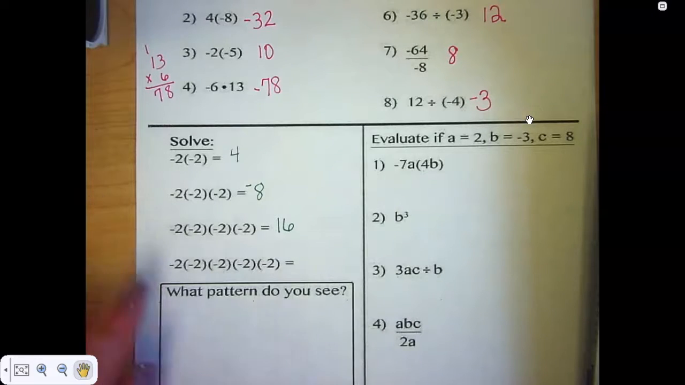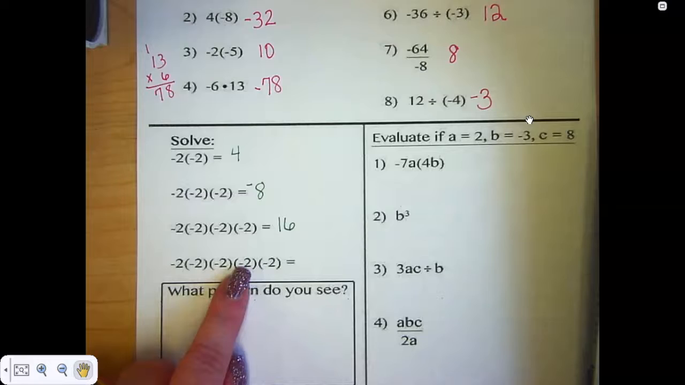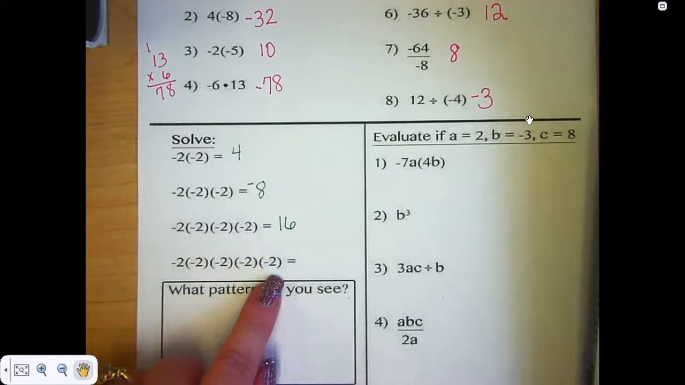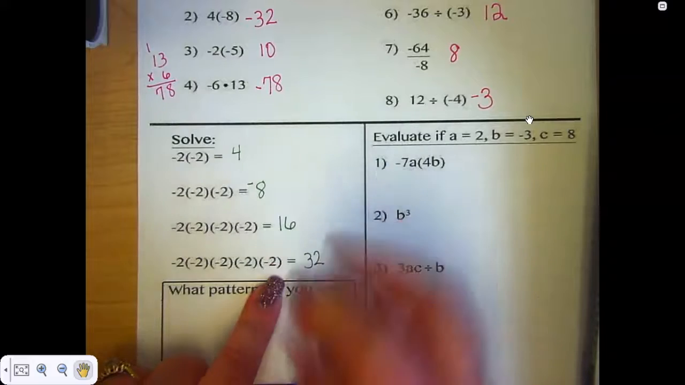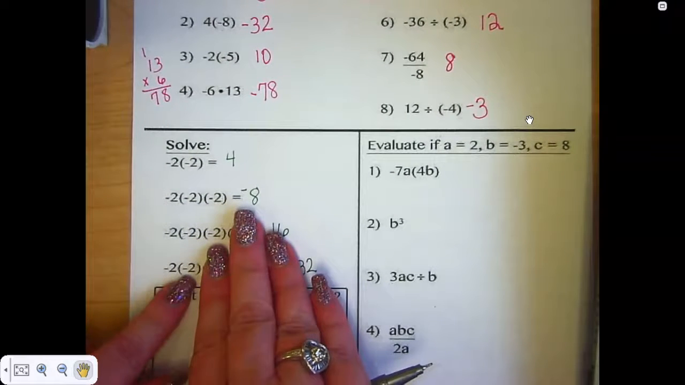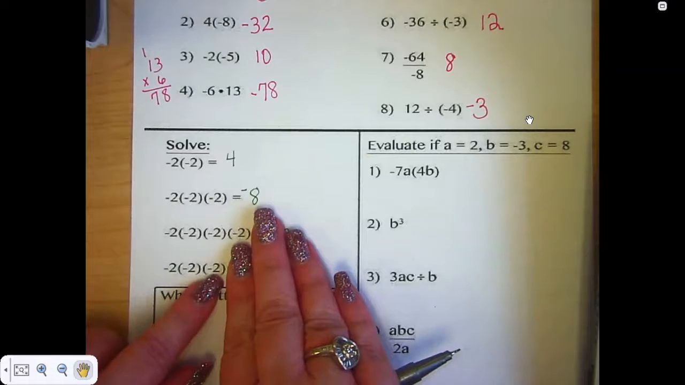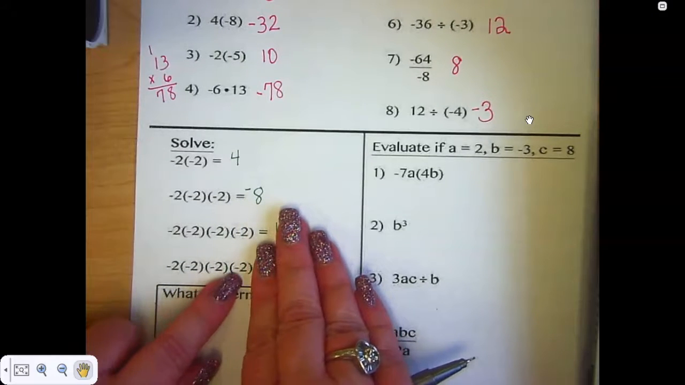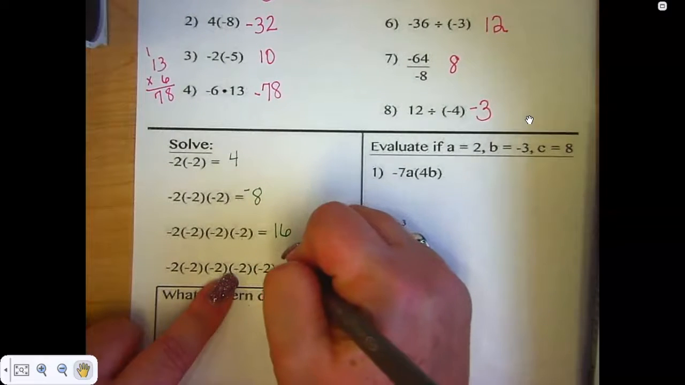Okay, here we go. Now, 2 times 2 is 4. 4 times 2 is 8. 8 times 2 is 16. 16 times 2 is 32. Now let's deal with the negatives. Negative times a negative is a positive. Times a negative is a negative, times a negative is a positive, and a positive times a negative is a negative.